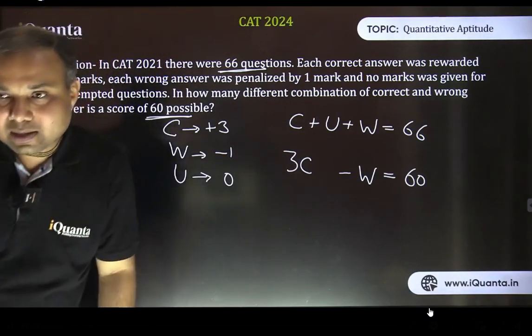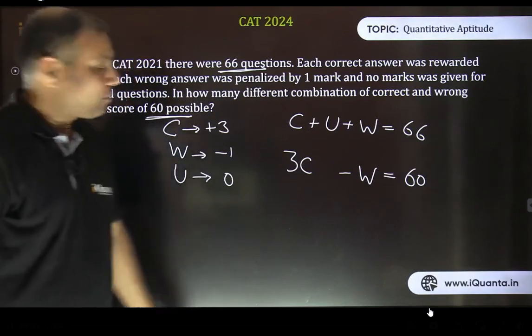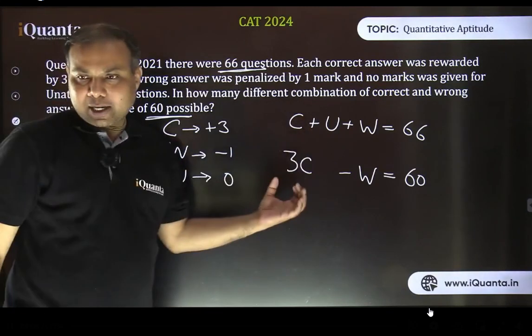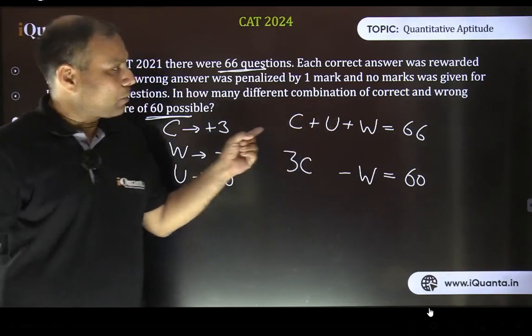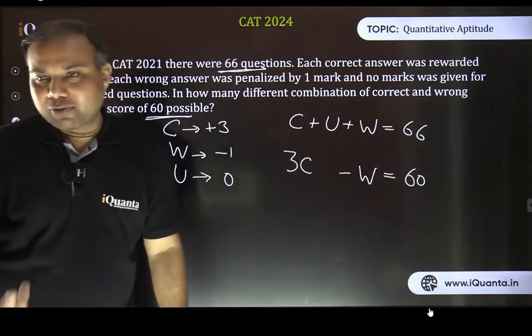Let's see, we are getting different answers. Somebody says 20, 12, 11, 10, 15. Okay, so these are the 2 equations, and till this point it is okay. These are the 2 given conditions: total number of questions 66 and total marks obtained 60.